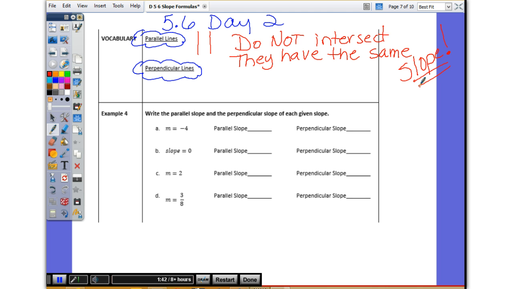Perpendicular lines. This is the sign for perpendicular. When you're driving for your test, you do not want to park perpendicular to the curb. You will flunk. Perpendicular lines, they intersect. They at one point will cross. They intersect.